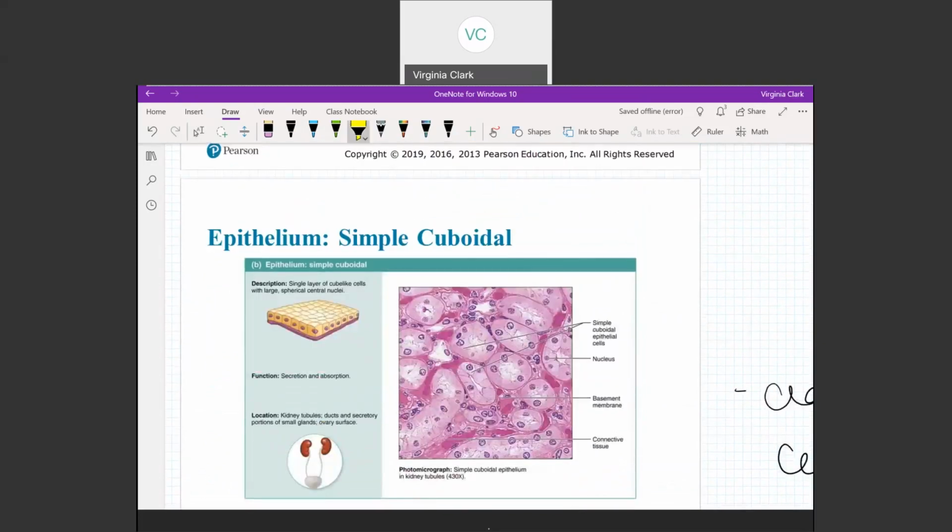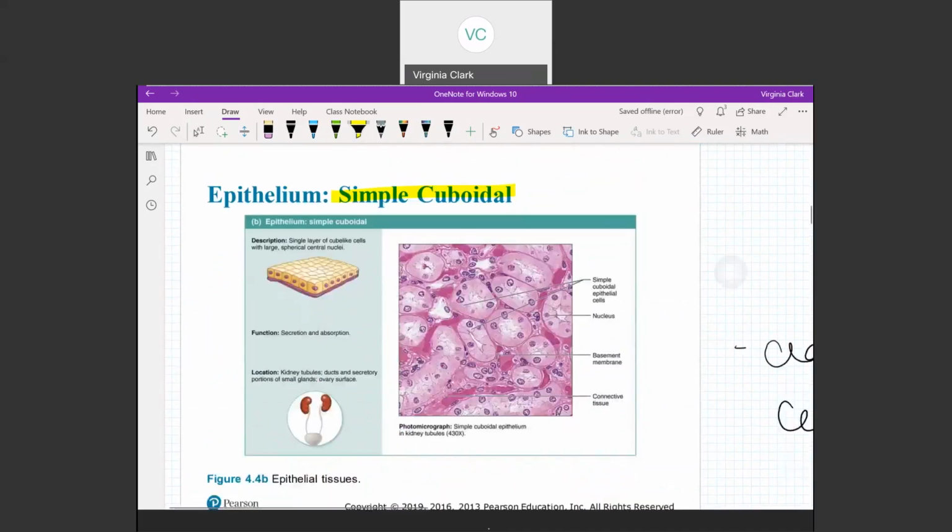The next kind you have is simple cuboidal. So again, it is going to be a single layer, but these are cube-like cells. So this one's a little bit trickier to see because remember, there always has to be a base, a basal surface, and a free surface. So technically, these guys are going to be little donuts, where here is my empty space. That's my apical surface. Here is my basal surface. And do you see these cell membrane walls? That is going to be my cell. And then here's my nuclei.